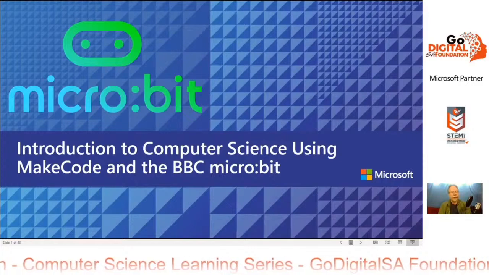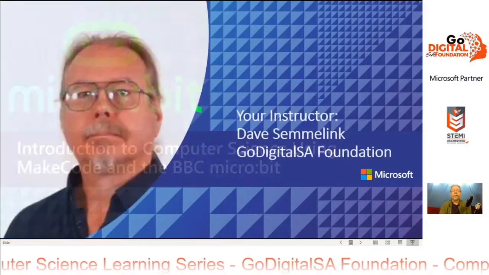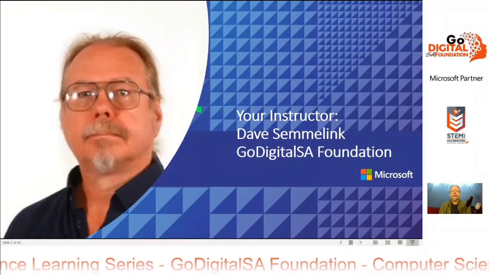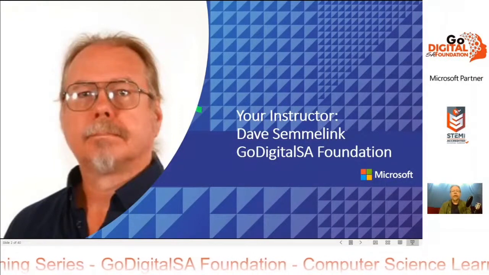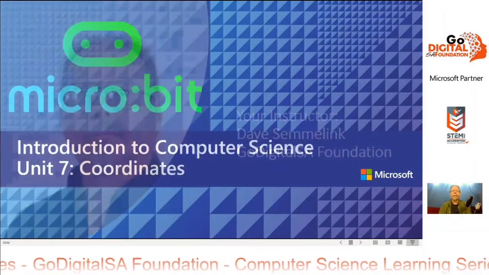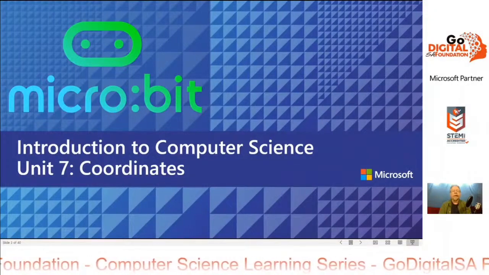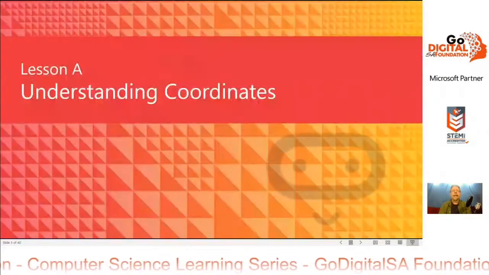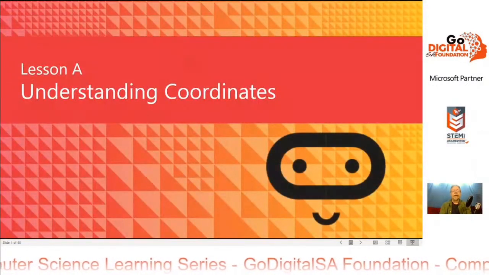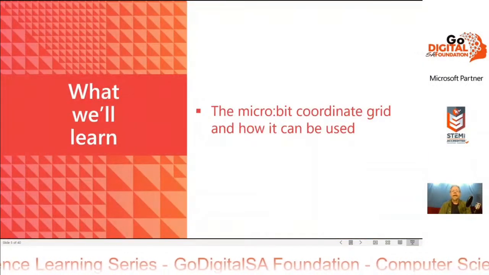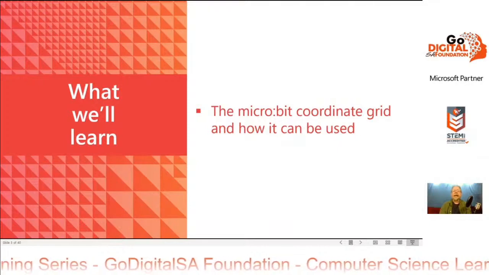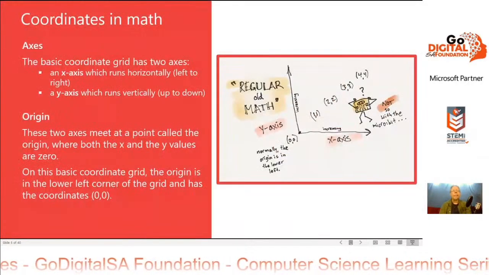Code and the BBC Microbit. I'm your instructor, Dave Semelink from GoDigitalSA Foundation. And today we're going on with Unit 7, Coordinates. So, Lesson A is Understanding Coordinates. And what we'll learn: the microbit coordinate grid and how it can be used.